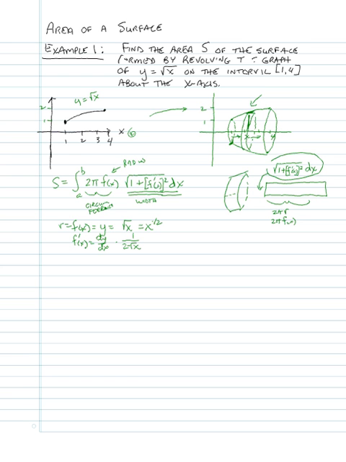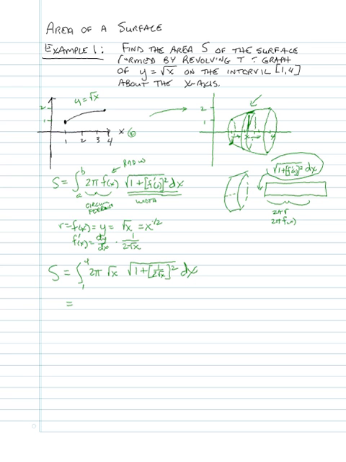So here we go. The surface area is equal to the integral from the first x value, that's 1, to the last x value, that's 4, of 2 pi times f of x, but f of x is y, or simply the square root of x, times the square root of 1 plus the derivative squared. Well, our derivative is 1 over 2 root x, and we're going to square that with respect to x.